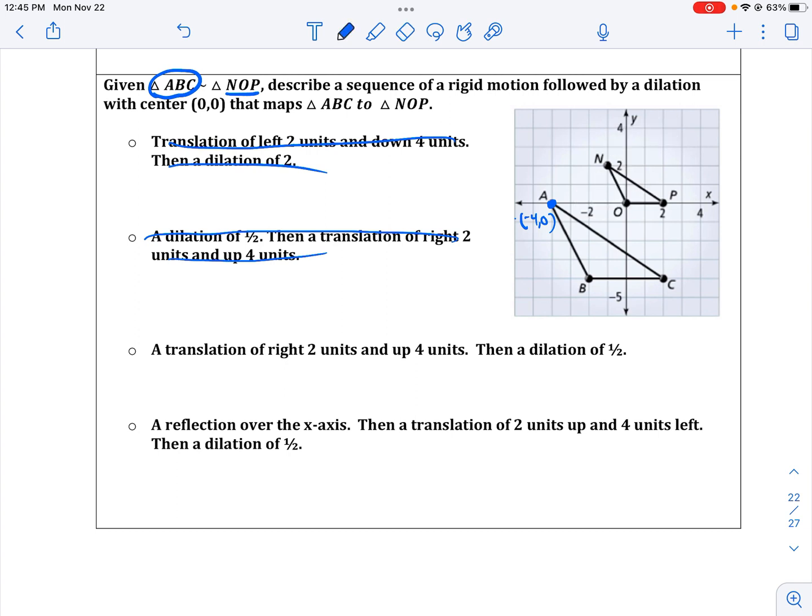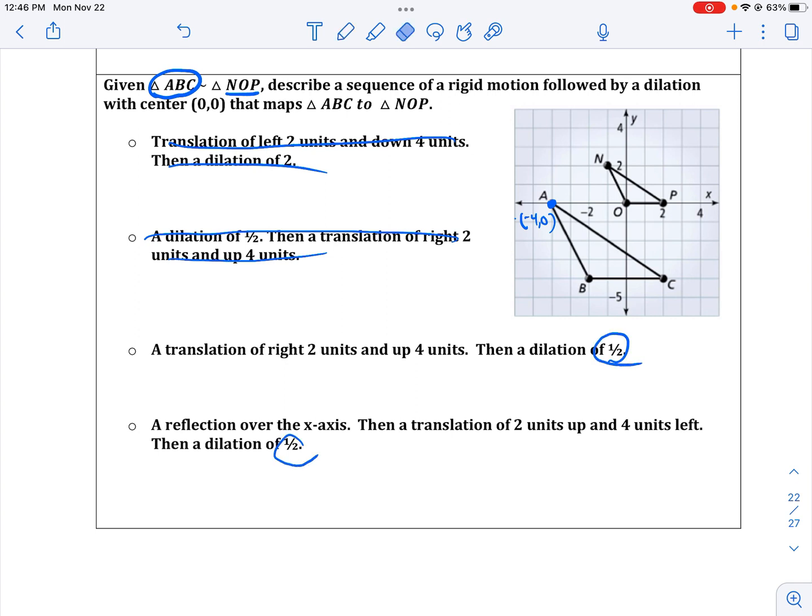I should first say, since ABC is my biggest one, and it's my original, and I'm getting smaller, I have a scale factor less than 1. So everything that has a scale factor of 2, which was this first one right here, a dilation of 2, that one automatically is out because my shape is getting smaller. So I'm looking for just my dilations of 1/2.